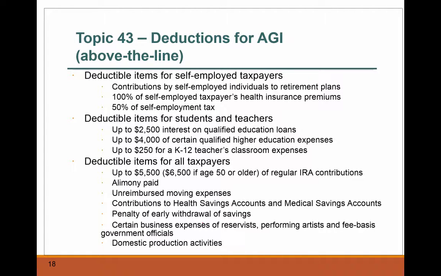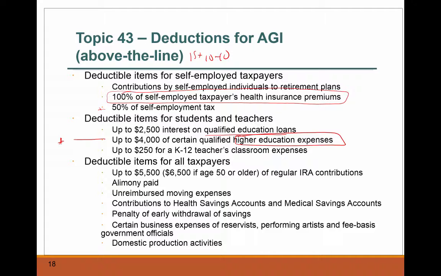Now, deductions for adjusted gross income, we call this above the line. They're usually on the first page of the 1040, right? For self-employed taxpayers, if you have contributions to retirement plans, 100% of the premiums for your health insurance is deductible, and then you have 50% of self-employment tax. Then you have deductions for students and teachers, so you can take up to $2,500 of interest on your qualified education loans. You also have up to $4,000 of certain qualified higher education expenses. If you are not taking this now, you may want to look at the IRS code and see if you qualify.